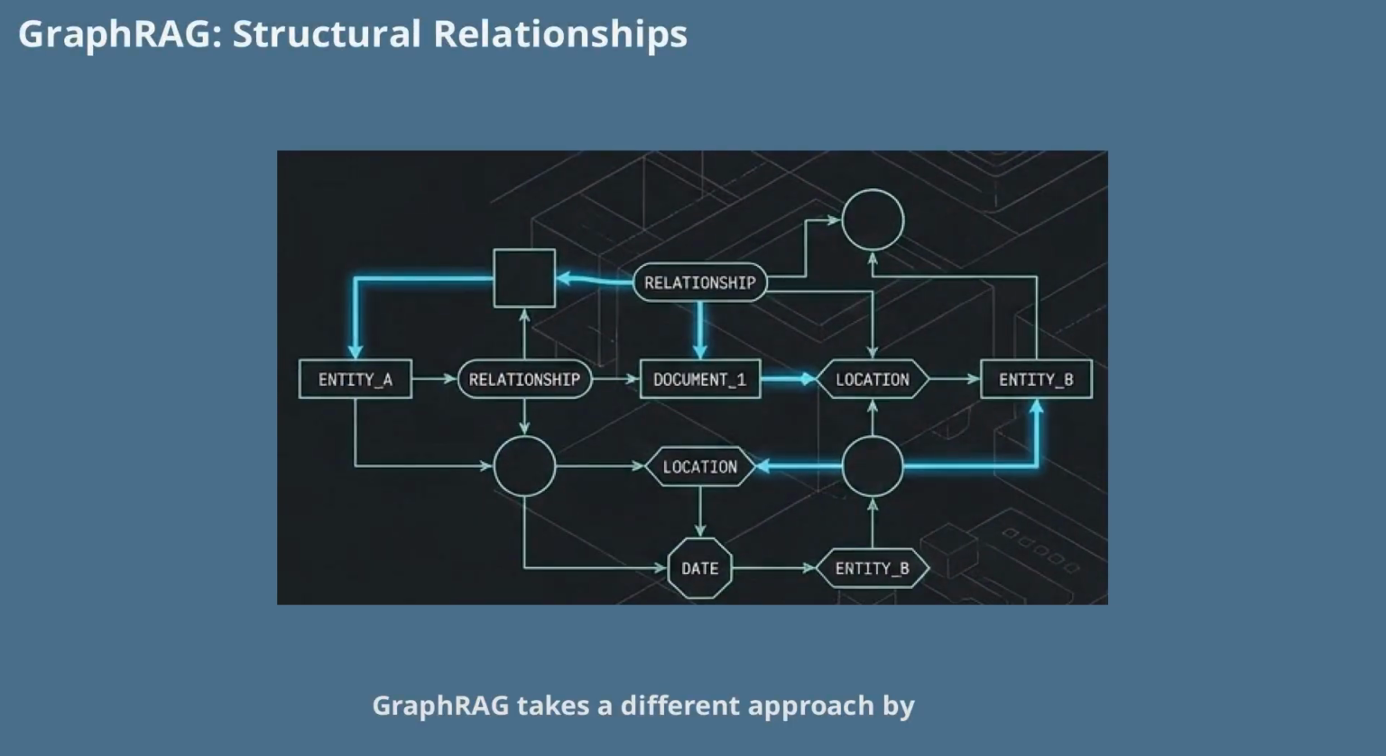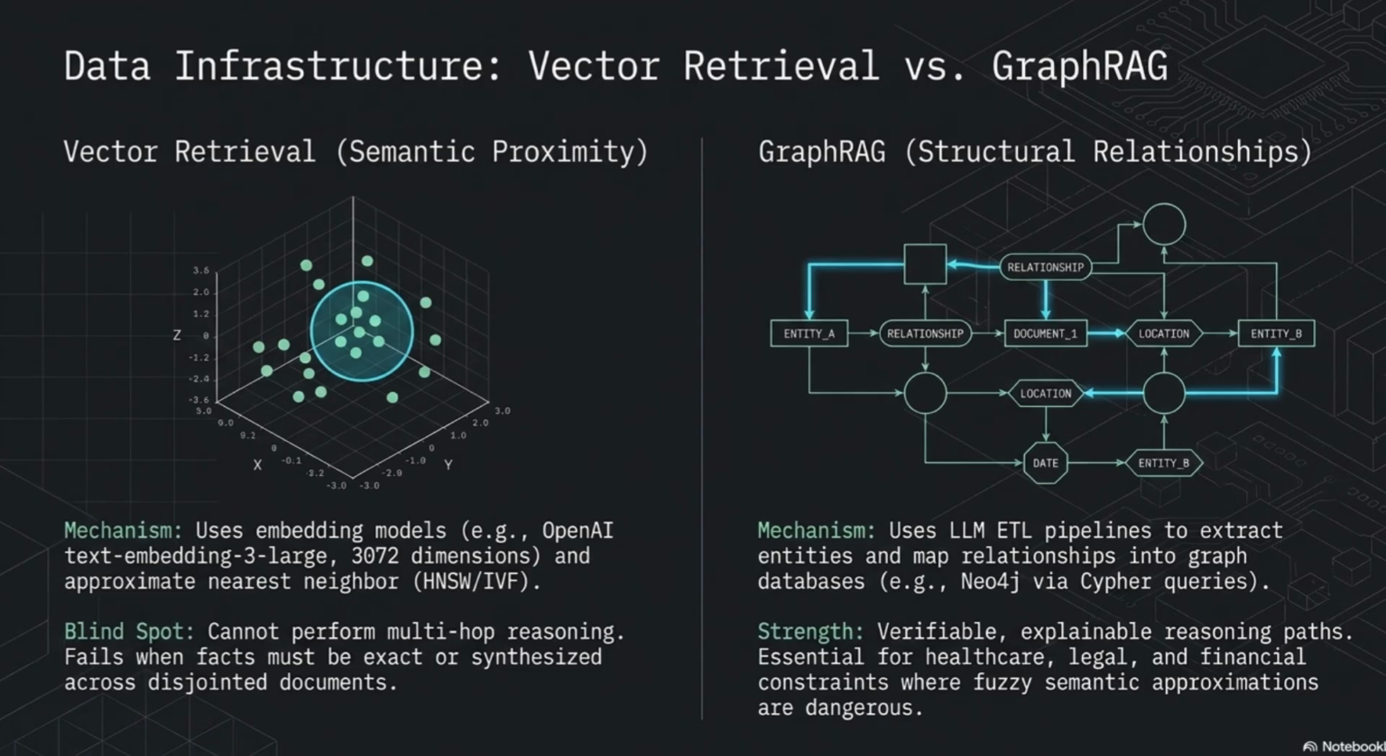GraphRAG takes a different approach by mapping entities and relationships into graph databases such as Neo4j. This method uses LLM ETL pipelines to extract and structure data, enabling verifiable and explainable reasoning paths. GraphRAG is essential for domains like healthcare, legal, and finance, where accuracy and traceability are critical.